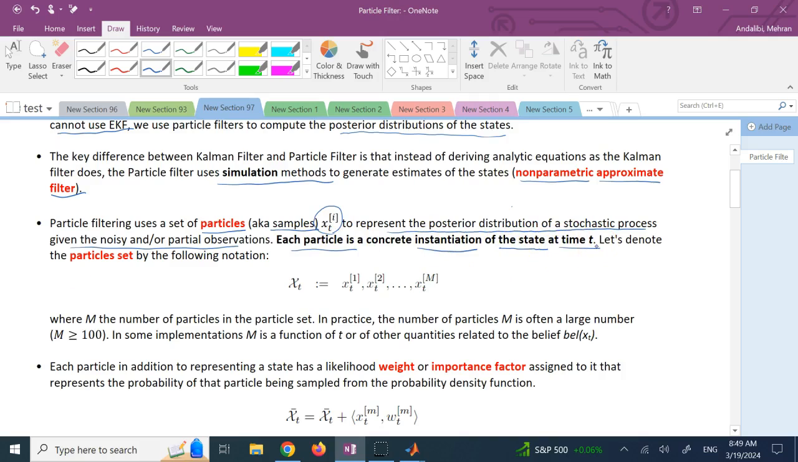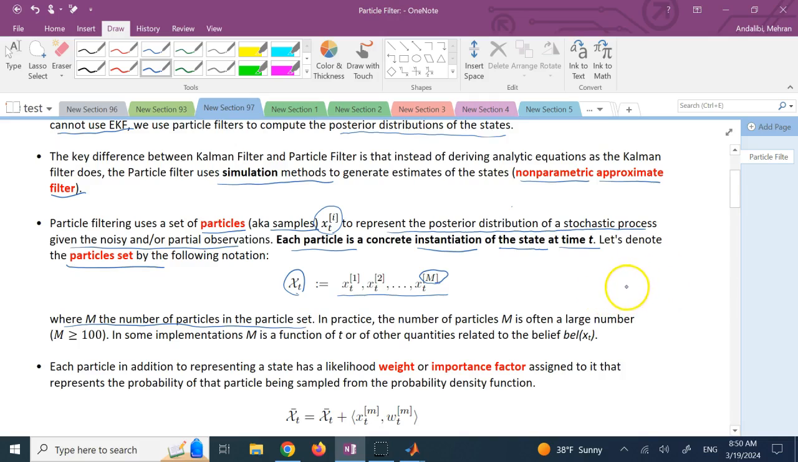We denote the set of all these particles by this capital X sub t. And here we have m particles in the system. At time t we have m particles, where m typically has to be a large number. If you want to approximate the distribution by some particles, we have to use a large number of particles or samples. You might say, why is it that in your unscented Kalman filter video you only used a few points called sigma points?